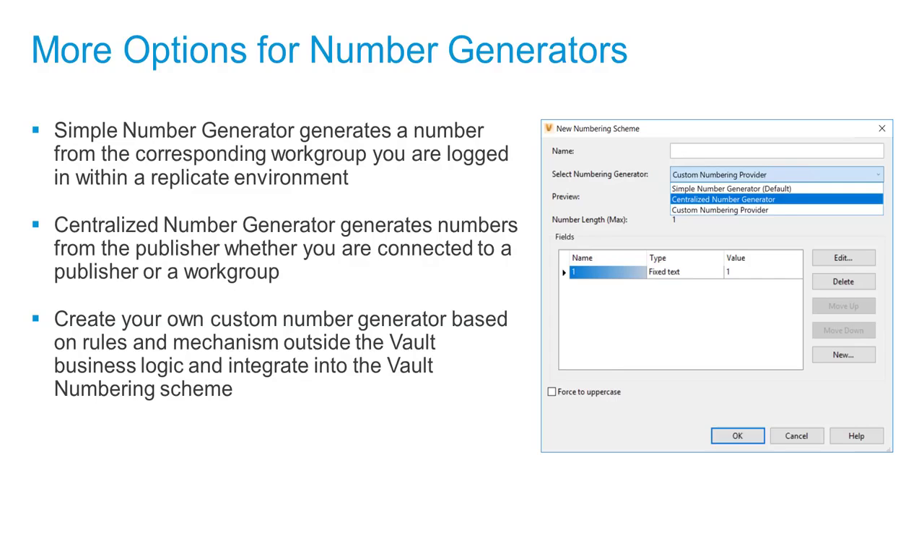For replication environment, the simple number generator will continue to generate a number from the corresponding workgroup you're logged in, as it was before. While the centralized number generator will always generate numbers from the publisher, whether you're logged into the publisher or from a subscriber. There's a new capability to introduce numbering scheme provider user-defined number generator. This enables you to create your own provider based on rules in your company or derived from another business system. You also have an option to select centralized number generator for replication environment.